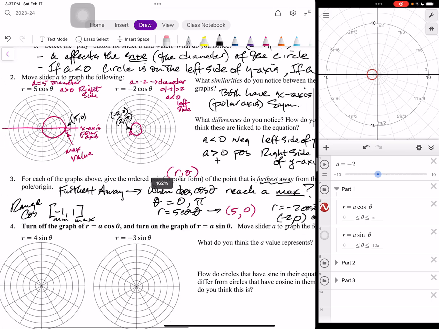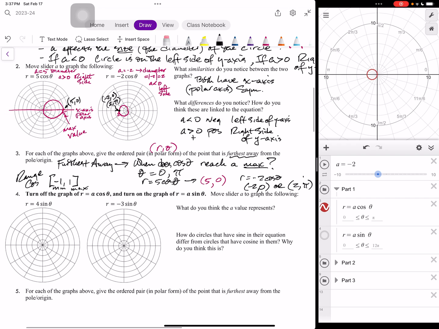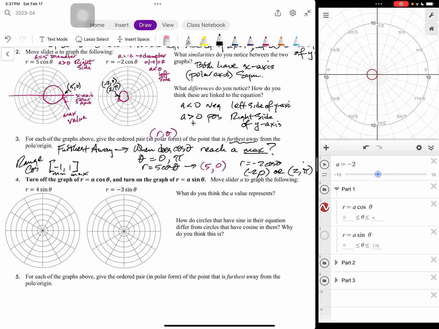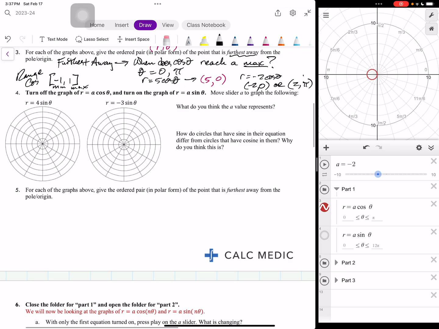So believe it or not, there's ways to figure out where this thing starts by looking at the max and min of the cosine or sine function, whatever you're dealing with. Okay, number 4. It says turn off the graph of this function. So we're going to turn it off. Just click on the color right here and then turn on the graph of r sine theta, the second one here.